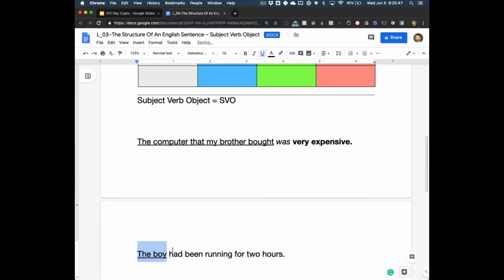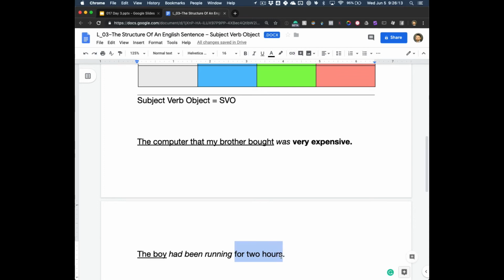Verb. Had been running. Right. Multiple words making up the verb. Okay. Multiple things. This is a single verb conjugation in English. We have one, two, three words that make up one verb thing. Right. One verb piece. Okay.